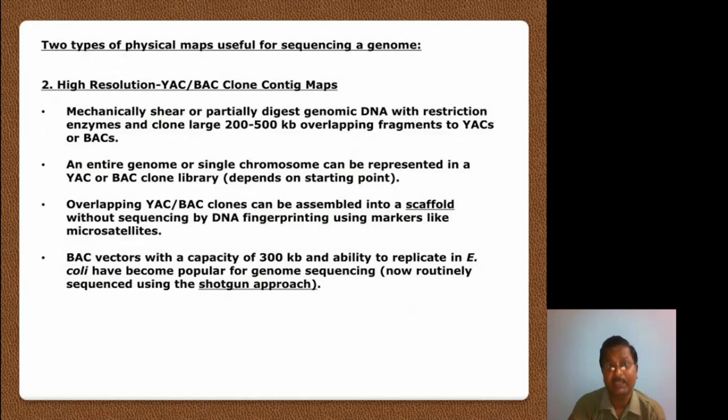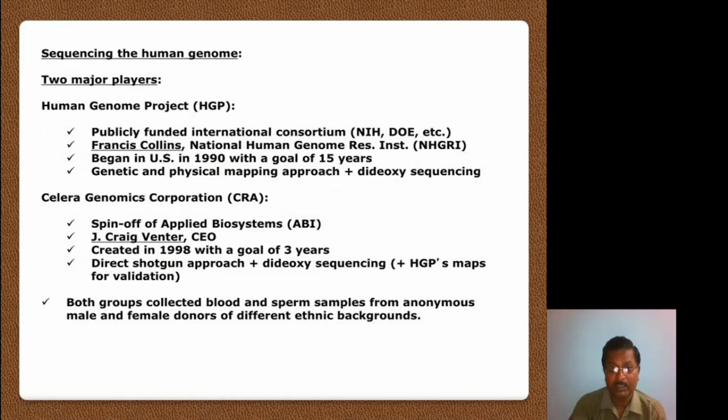Sequencing the human genome, here we have two major players. One is called HGP, the other one is called CRA. What is HGP? The Human Genome Project, a publicly funded international consortium including NIH, DOE, etc. Then Francis Collins, National Human Genome Research Institute, NHGRI. It began in the US in 1990 with a goal of 15 years. The genetic and physical mapping approach and dideoxy sequencing were used.